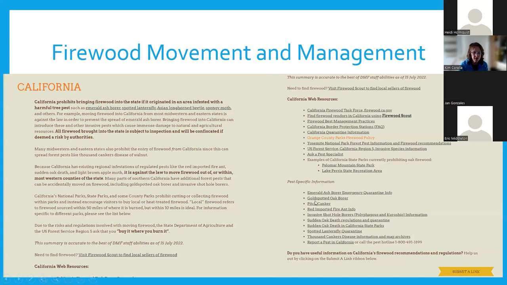So you see it has GSOB, pitch canker, polyphagous shothole borer, invasive shothole borers. And up here under web resources, we talk about any quarantines or regulations that are in place. Orange County Parks has a firewood policy. Yosemite National Park has firewood recommendations, that sort of thing. But it's a really good website to know, if you're going anywhere or what state you're in, what the current firewood management regulations are and the pests you need to be aware of in your state.